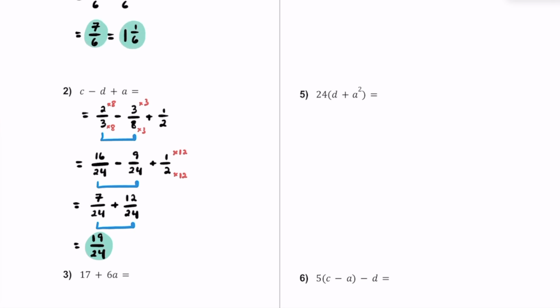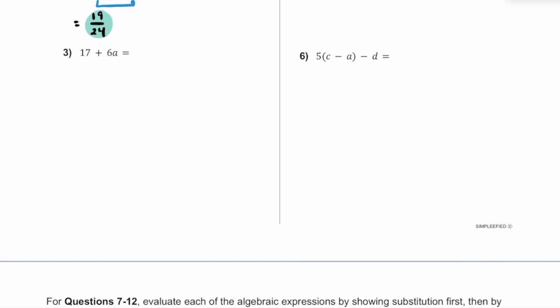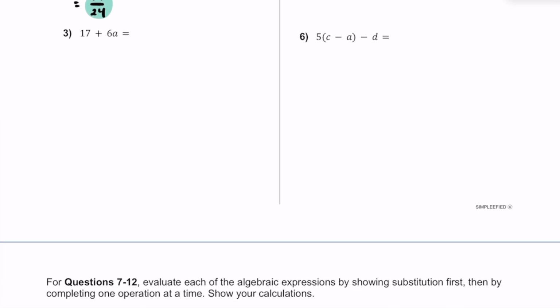Okay, let's go for number 3. We have 17 plus 6a. All right, so substituting in here, let's keep the 17. That's going to stay the same here. Plus 6a, so that means 6 multiplied by whatever a is. Now a, it looks like, is 1/2, so we're going to multiply 6 by 1/2.